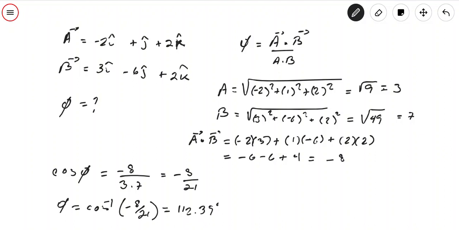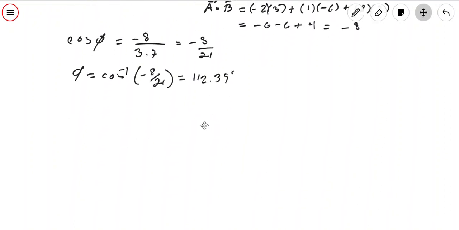In my next problem, I have a vector A, and I will find the first derivative with respect to time of this vector A, and then I will try to show that the vector A and its first derivative are perpendicular. So we have to demonstrate that the dot product of these vectors is equal to 0.